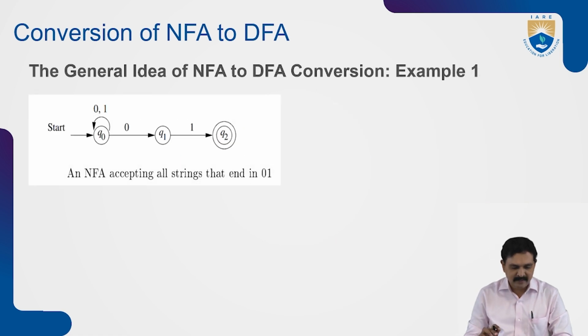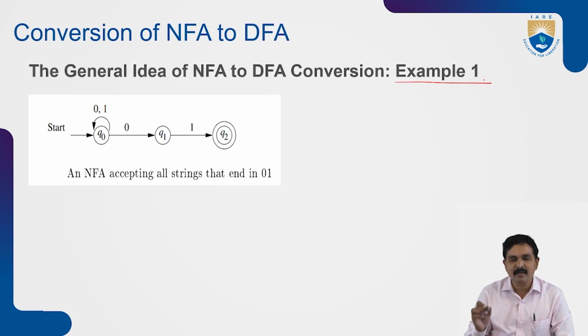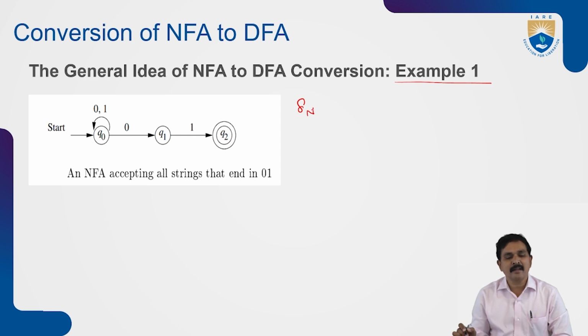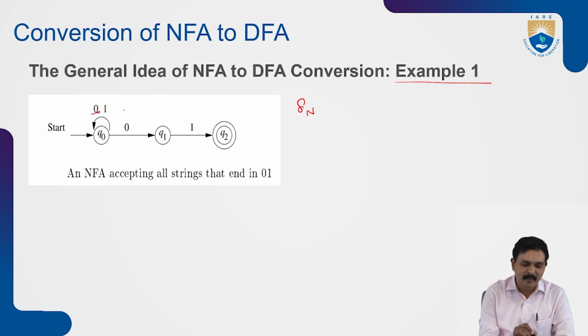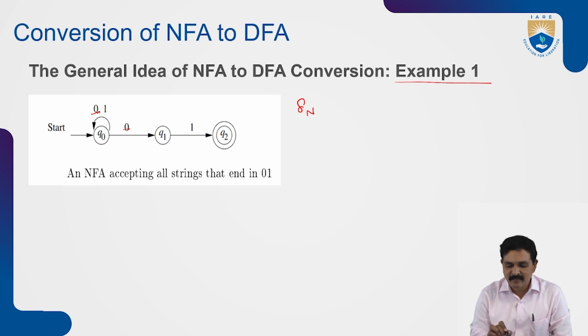So let us see one good example regarding the subset construction itself. So, the general idea of NFA to DFA conversion. I am giving one particular example. For this, the very important thing you need is the transition function delta n. Delta n is nothing but, because it is using the same symbol, you are reaching two different states, Q0 and Q1. Ensure that this is the NFA diagram.